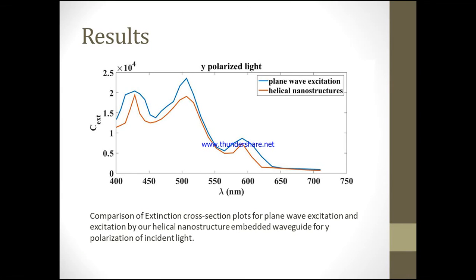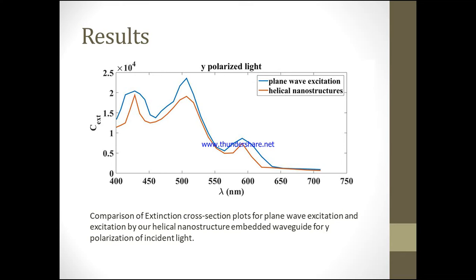These are our results. This is for the Y incident polarization. We have the extinction cross section against the wavelength. Now we have compared our structure with a plane wave excitation, which would have excited the same lattice of nanoparticles had there been no chiral geometry, nothing else. I hope I make myself clear this time.